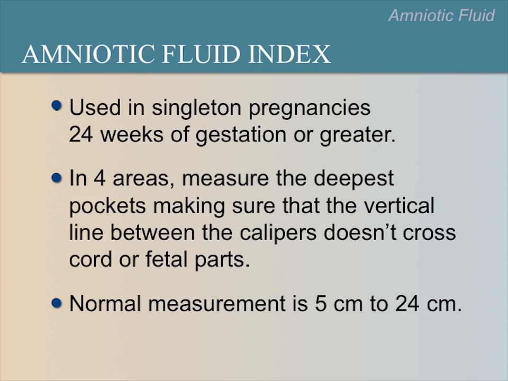In pregnancies older than 24 weeks gestational age, we calculate the amniotic fluid index, or AFI. With this method, we measure the depth of 4 pockets and add them together for an AFI score. These pockets are measured in the same way as the MVP, and the vertical line cannot cross the cord or fetal parts. The normal AFI range is between 5 and 24 centimeters.